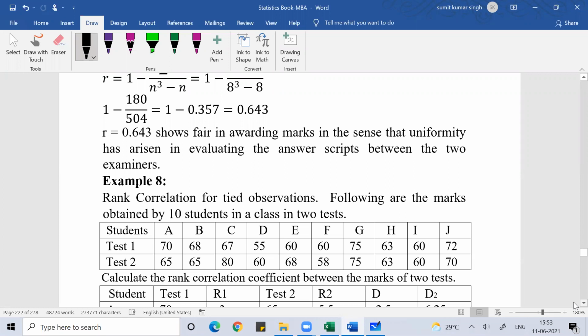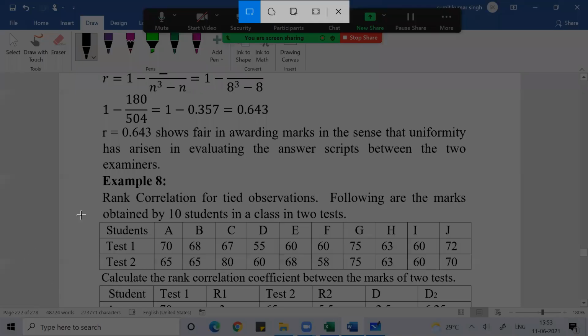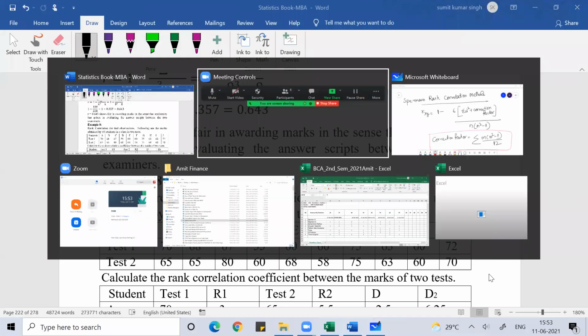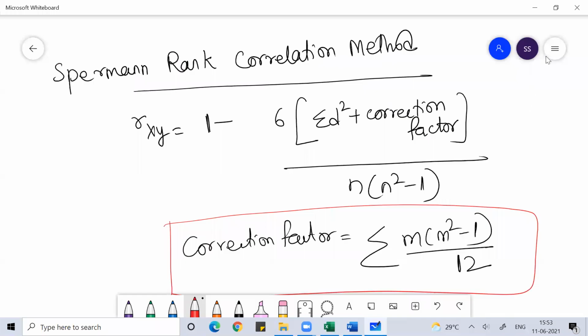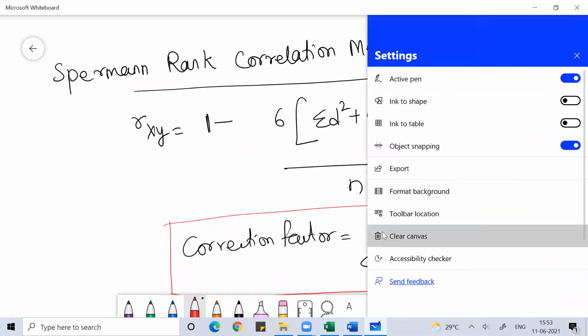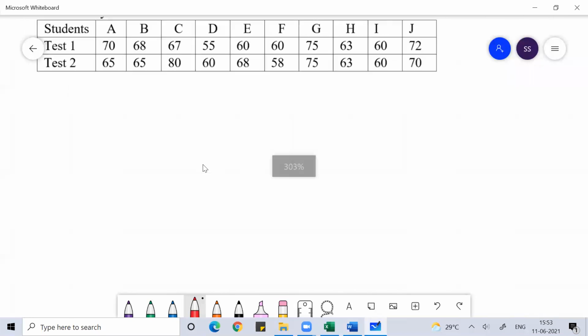Here you can see the data is being repeated, guys. In the question, you can see the data which is being repeated. So when the data gets repeated, how do you do it? Let me do this for you quickly.